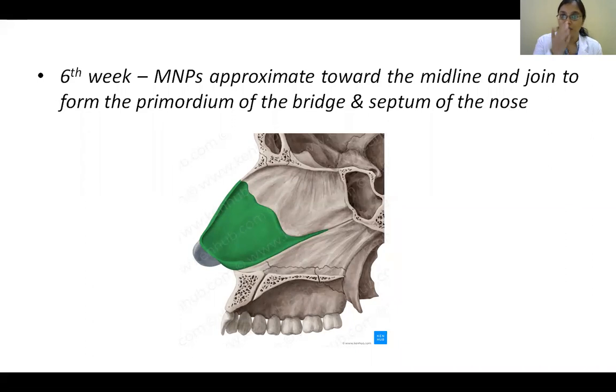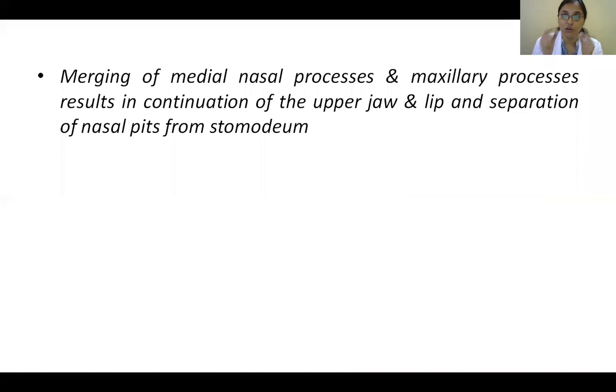And it forms the bridge. So this part is your bridge of the nose and the septum. This part and the septum of the nose are formed by the approximation of the medial nasal processes. That's why initially the nostrils are away, but they're pushed and they come together.